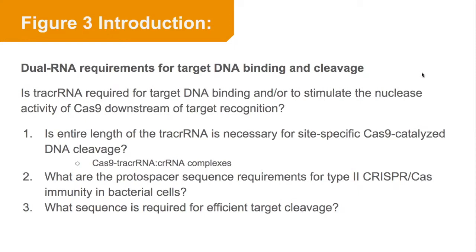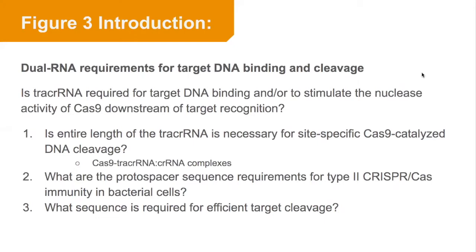In order to answer that question, the authors start by asking a more simple and broad question, which is: is the entire length of the tracer RNA necessary for site-specific Cas9 catalyzed DNA cleavage? To answer this question, they tested Cas9 tracer RNA, crRNA complexes, which were discussed in figure 2. And the answer to this question will be addressed in figures 3A through C, and I'll touch more on the methods later on.